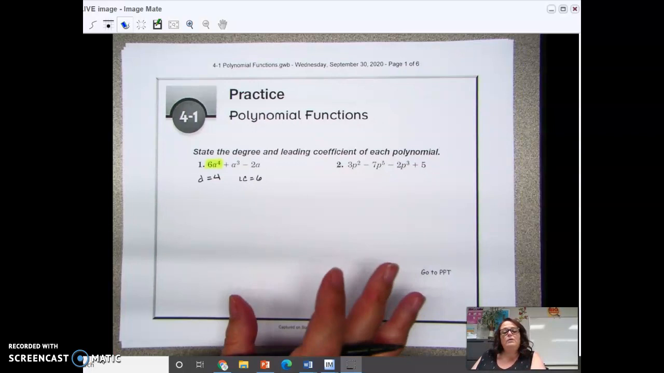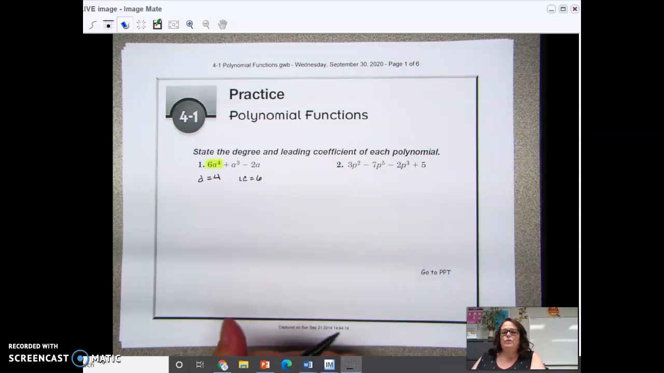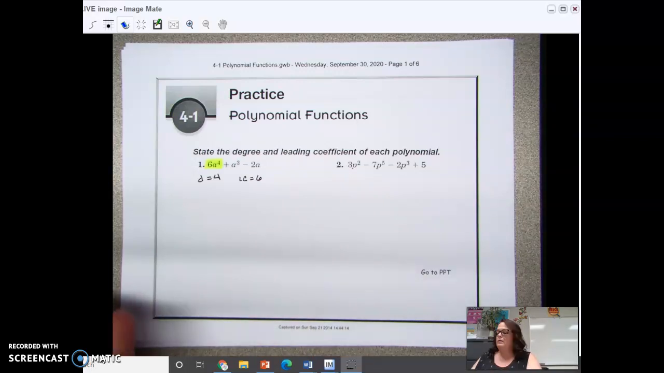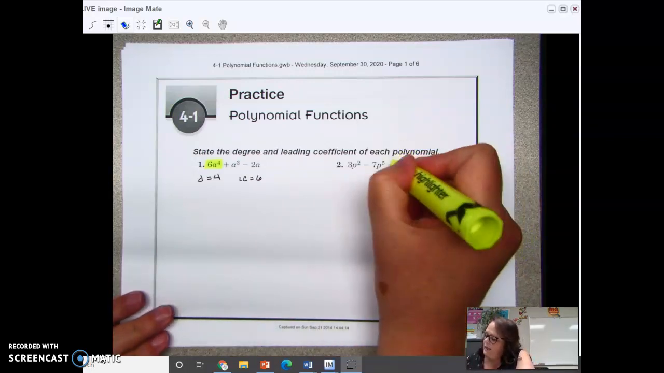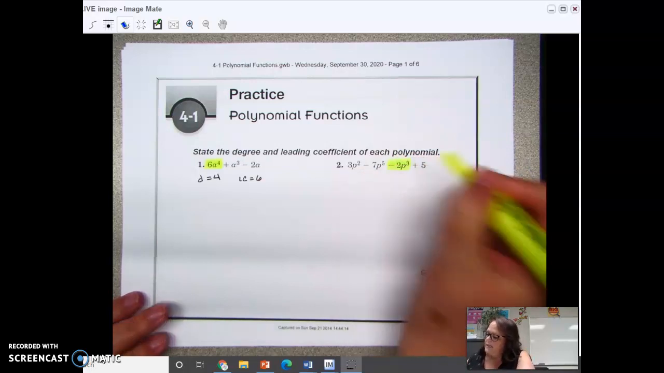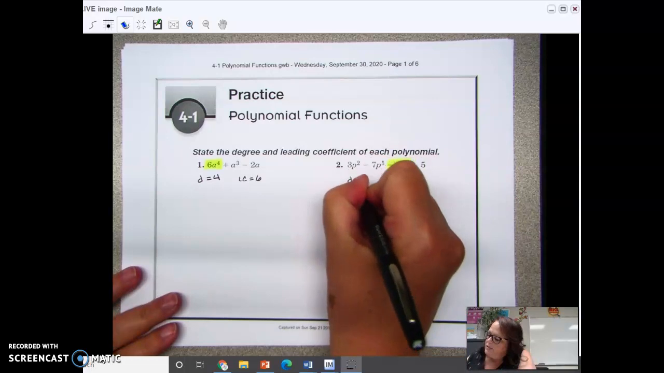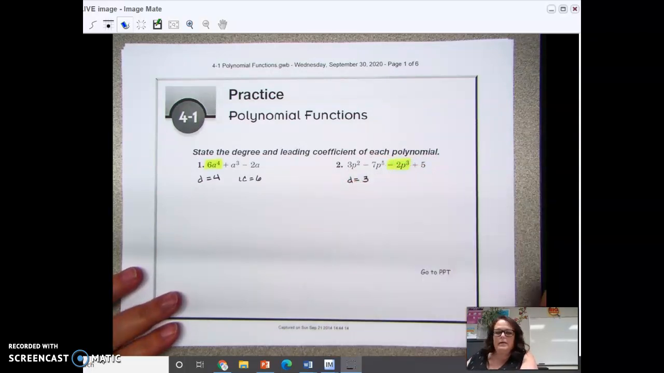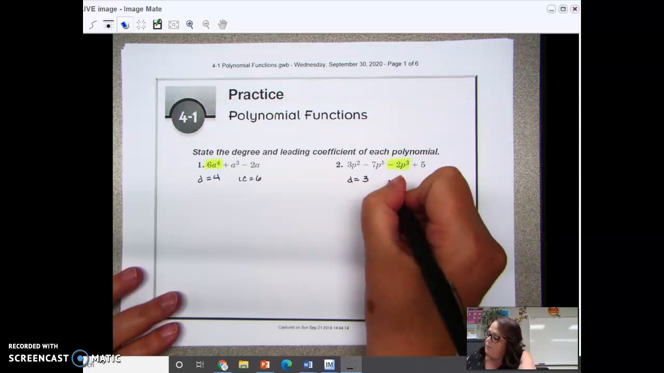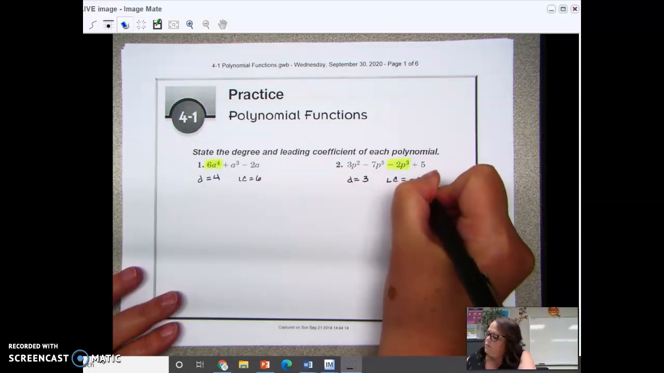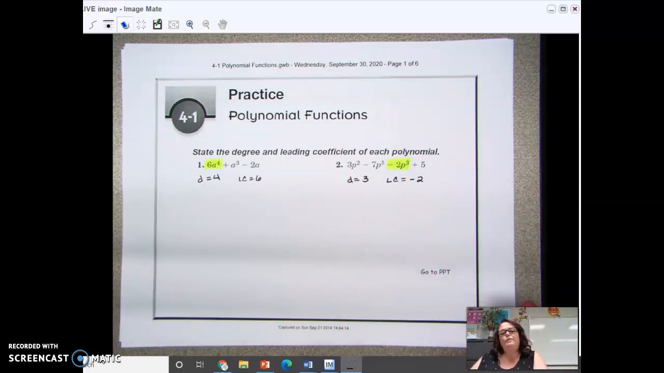So if you got that wrong, take a moment to pause the video again and see if you can adjust what you do for number 2. So in number 2, if I highlight the monomial with the highest exponent for p, I would highlight this one. So that means that my degree is 3 because that's the highest exponent for p. And then the number in front is the leading coefficient, which is -2. So leading coefficient doesn't necessarily mean the coefficient at the front, it means the coefficient of the variable with the highest exponent.